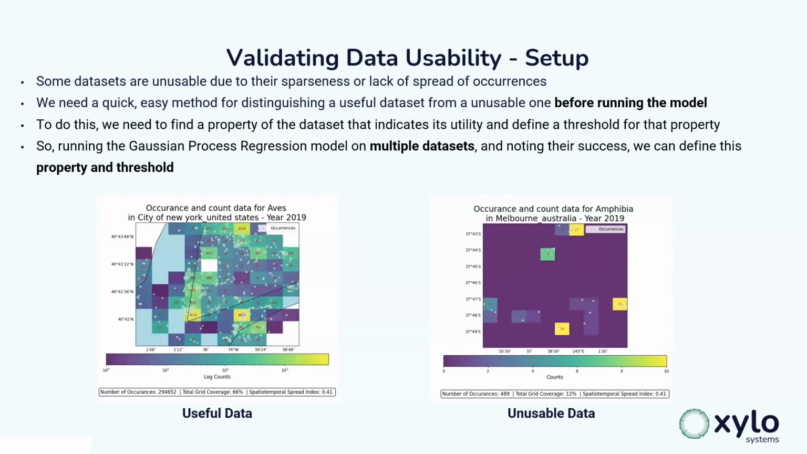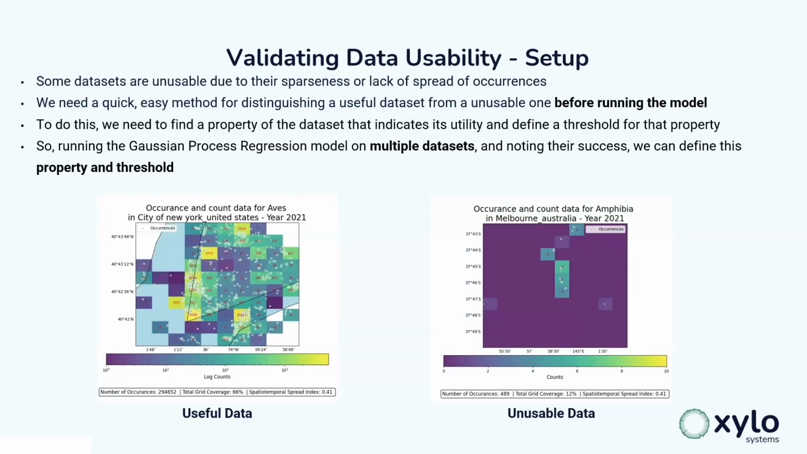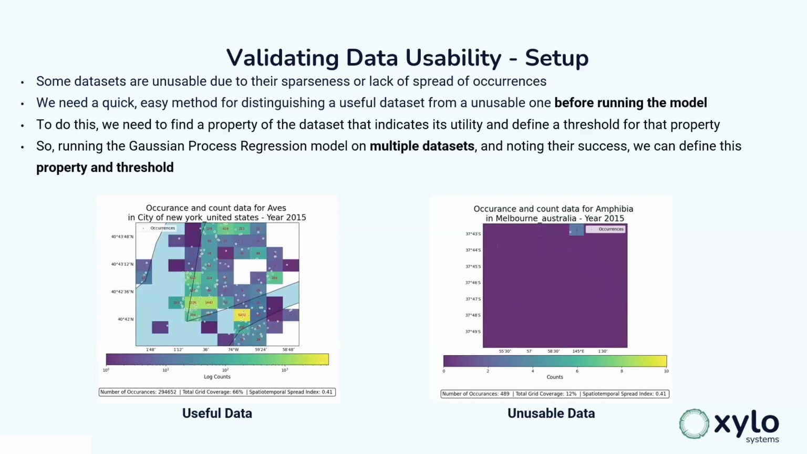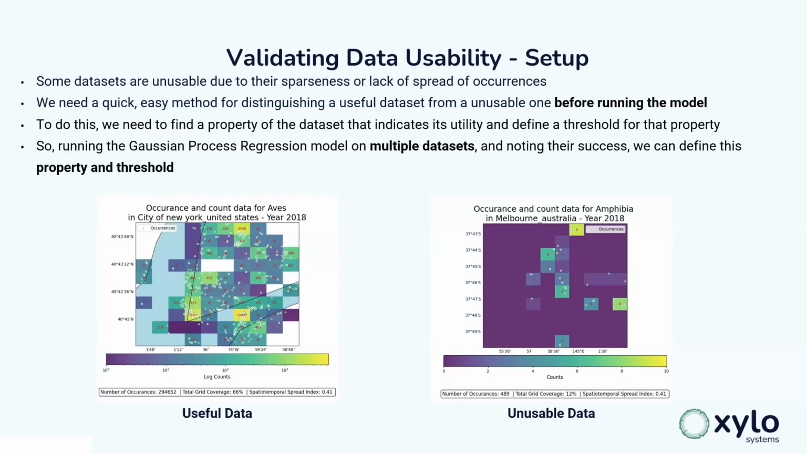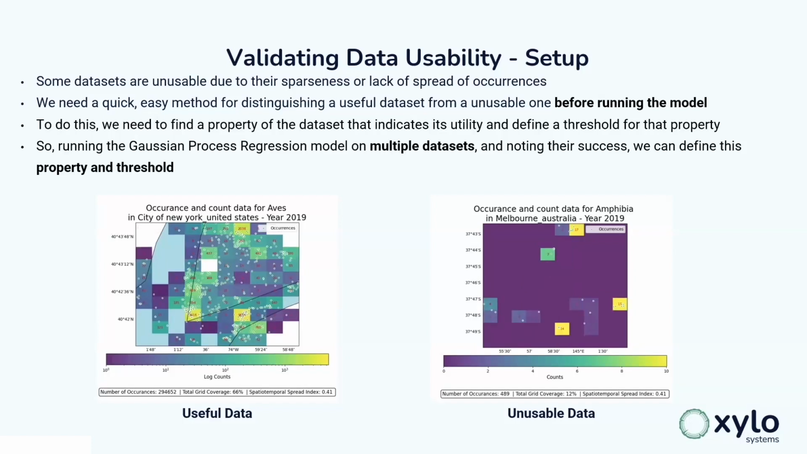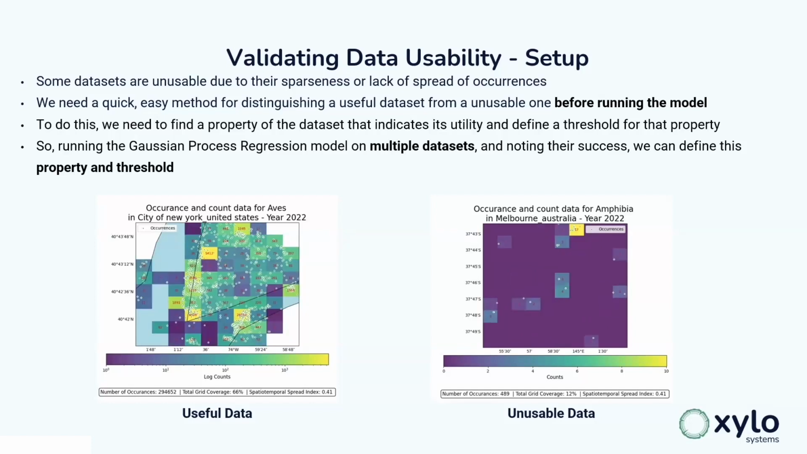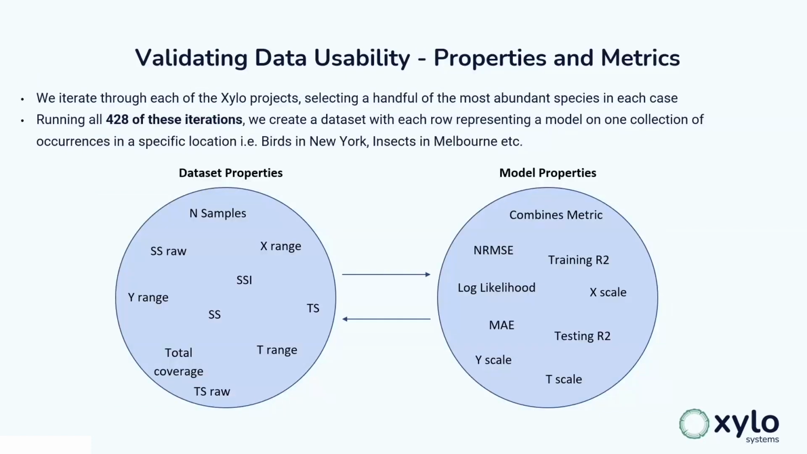Our second objective was to create this one-size-fits-all model, which is a Gaussian process with a Matern 1.5, Matern 1.5 kernel. But now we need to create some sort of validity metric for the data set. On the left here, we have an example of a useful data set. On the right, we have an example of a non-useful, or unusable, data set. As you can see on the right, either there's not that much data, or it's very concentrated. So we need to come up with a metric for that.